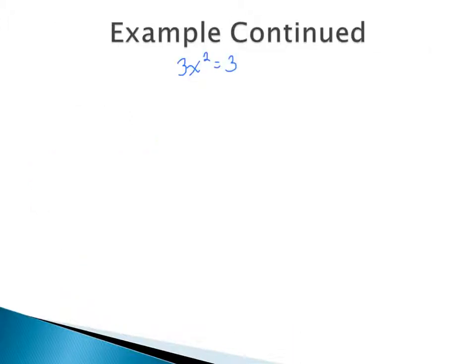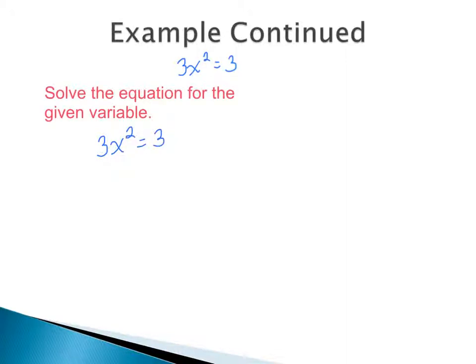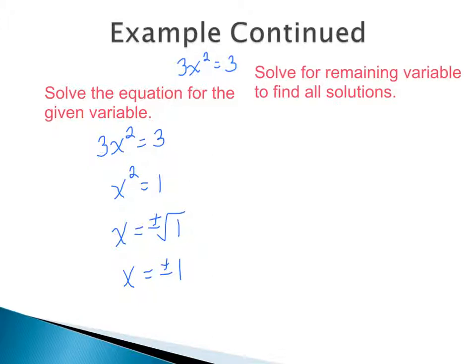Our next step then would be to just solve whatever variable we have left, which in my case would be the 3x squared equals 3. So I want to solve that for x. So getting our x by itself, dividing both sides by 3, we would have x squared is equal to 1. From here, we would take the square root of both sides, and then remember that means we have x equals plus or minus the square root of 1. Well, really then square root of 1 is 1, so you'd have x equals plus or minus 1. So we do have two answers, because then our next step would be to solve for our remaining variable, which in my case would be y, and I'd have to do that twice.